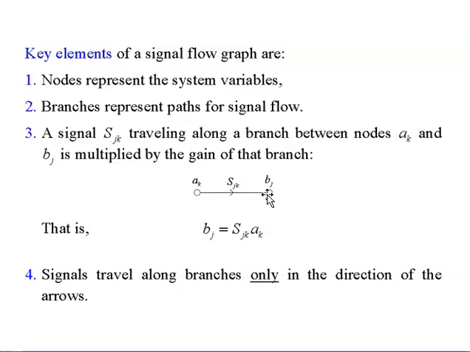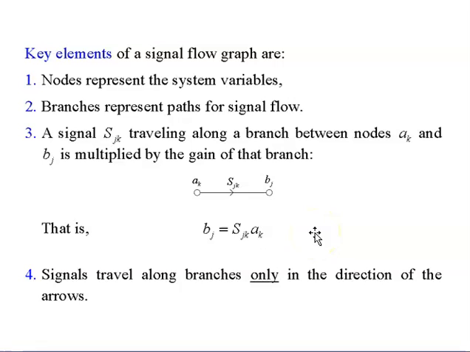Number 3, a signal S_jk. So here, this will be the signal traveling along a branch between nodes A_k and B_j, which is multiplied by the gain of that branch. So if you have this figure, the equation of the signal flow graph will be B_j is equal to S_jk times A_k.